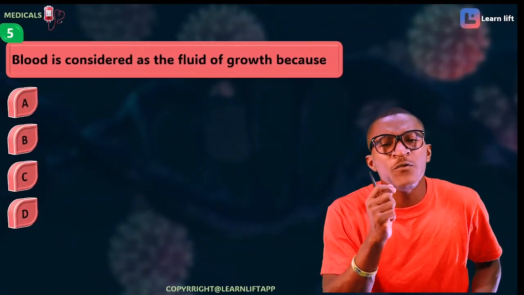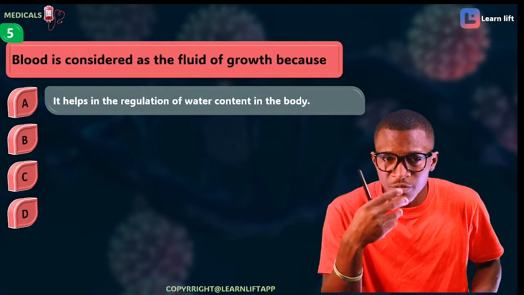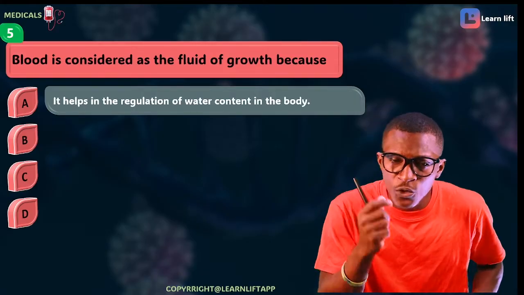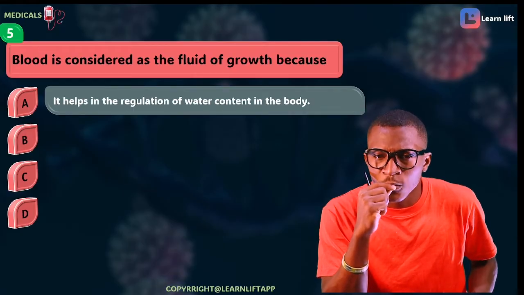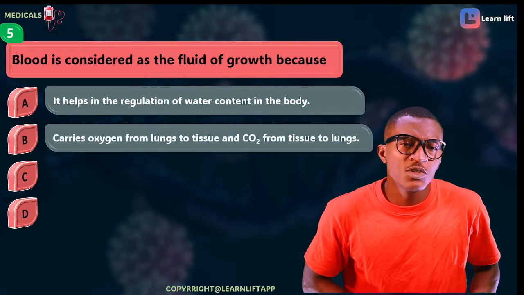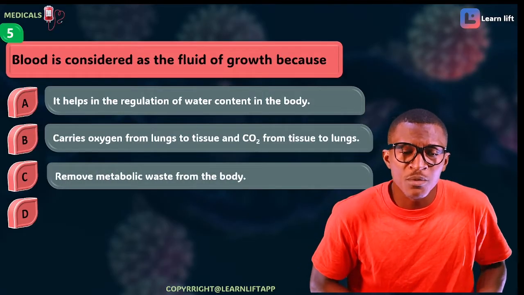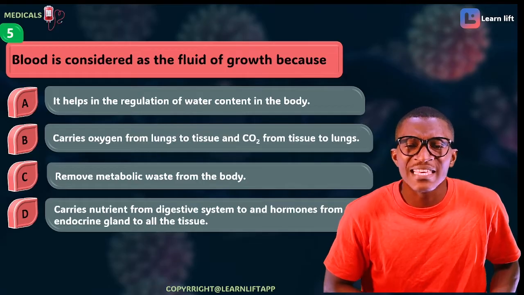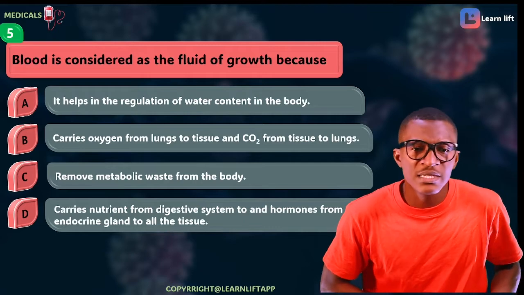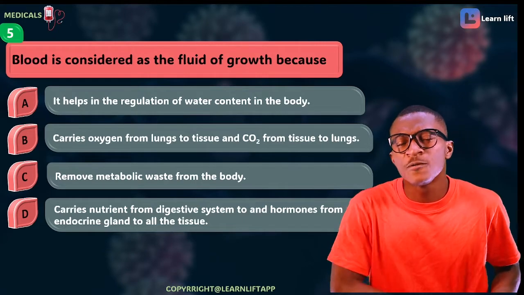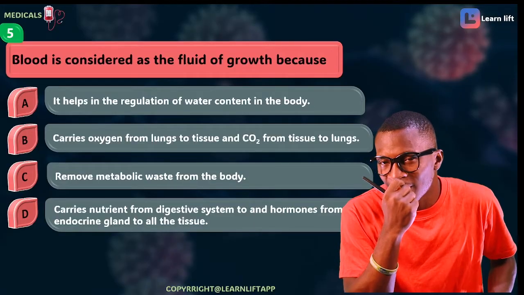Blood is considered as the fluid of growth because we said there are three types of blood, right? We have three definitions of blood: fluid of health, fluid of growth, fluid of life. They say, why is it called the fluid of growth? Option A says it helps in the regulation of water content in the body. Option B says it carries oxygen from the lungs to tissues and CO2 from the tissues to the lungs. Option C says it removes metabolic waste from the body. Option D says it carries nutrients from the digestive system and hormones from the endocrine system to all the tissues. What is your answer? Why is it called the fluid of growth? Good. You have chosen your answer, right?